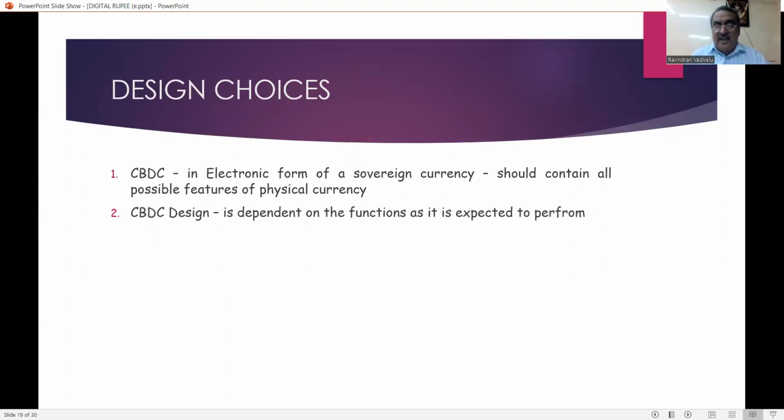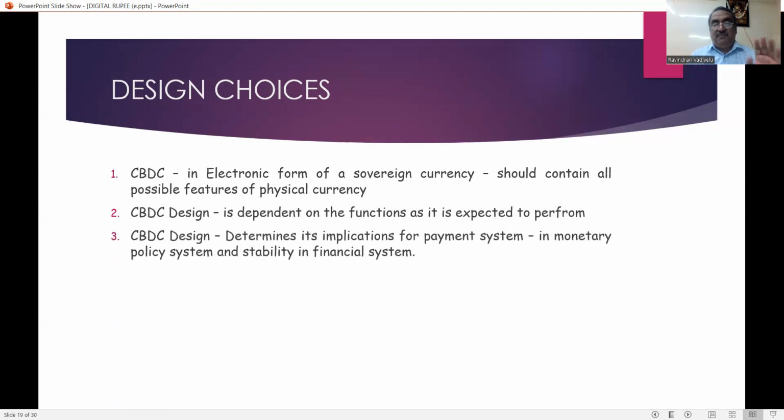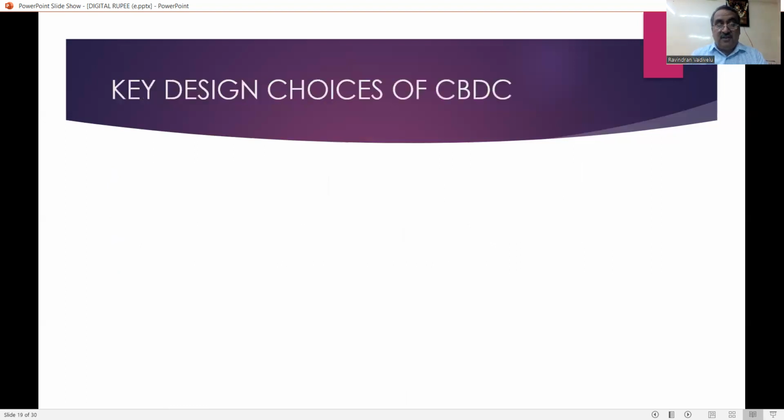And the CBDC design is independent of the functions it is expected to perform. So if it is 500 rupees, fine, and you can use it for any settlement, yes, you can use it. So it's the purpose for which it is formed that is being utilized. And the CBDC design determines its implication for the payment system, monetary policy and stability in finance. So it should not affect the monetary policy of the Reserve Bank of India. And there should be stability in the financial system if you adopt this digital rupee. And the main feature is it should be least disruptive, because there should not be any disturbance in the money circulation. So this is the main feature of CBDC design.